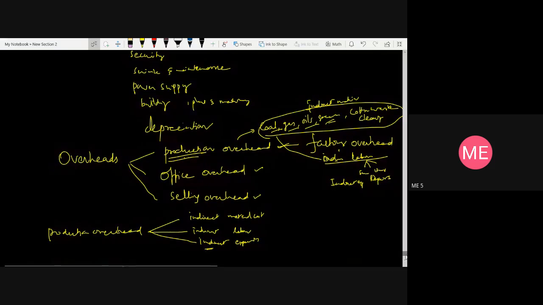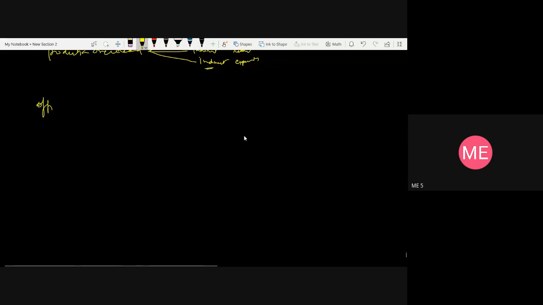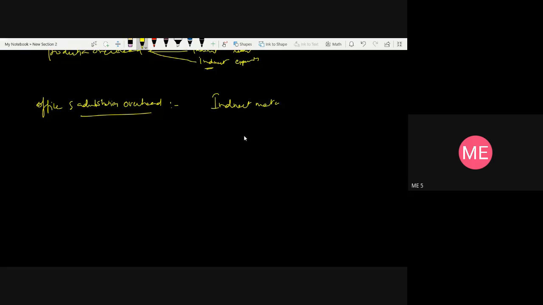Next, the second one is office and administration overhead. Once again, I'll write first the categories: indirect material, indirect labor, and then indirect expenses.